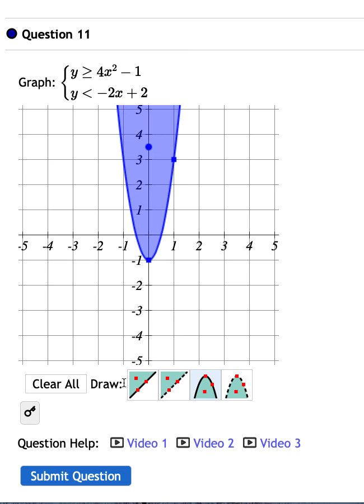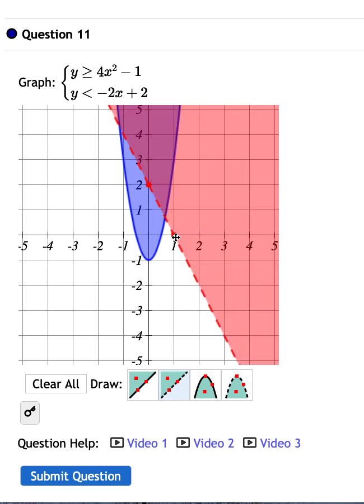For this next one, I want to change graphing tools. We'll go to the linear one with the dash line because we don't have an equals. Our y-intercept is at 2, so that's right there. And then our slope is negative 2, so this is going to go over 1 and down 2.